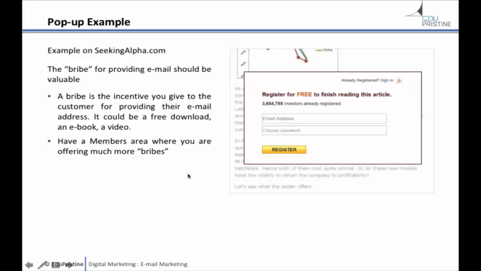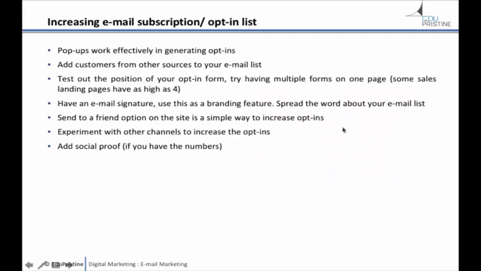Okay, so Rikin is asking, can you explain more on social proof? Rikin, a couple of ways to do this. If somebody has actually subscribed to your emails and then they're saying good things about the emails that they get from you. Probably say, for example, let's take an example of EduPristine itself.